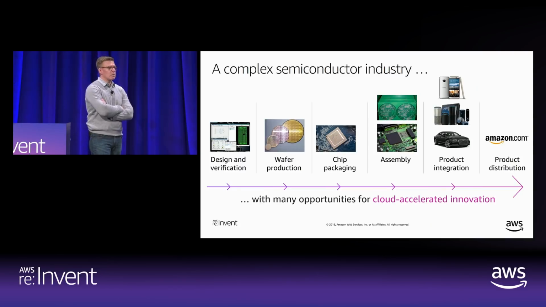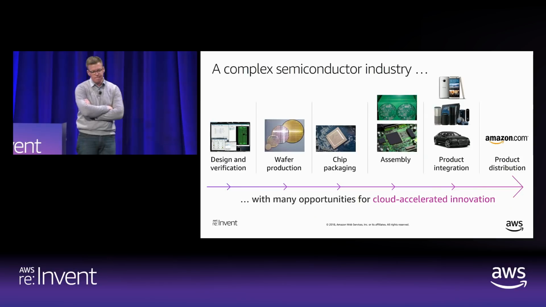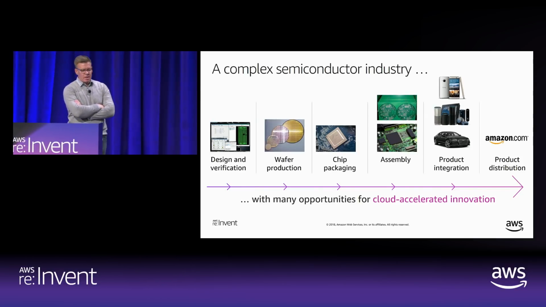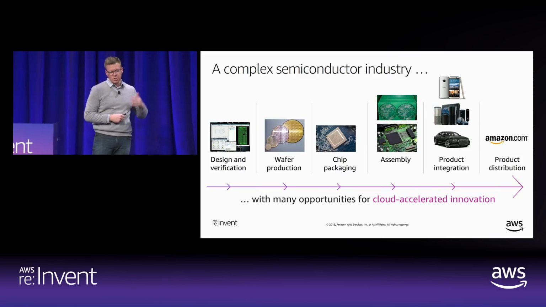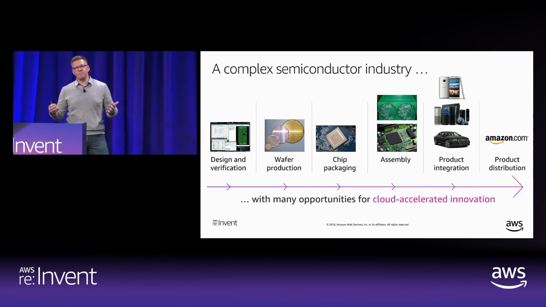We see that the cloud can help look at those opportunities and challenges differently, and we can use some of the AWS managed services to do that. Then, continuing on, you have chip packaging and assembly and product integration. As we continue down this path of moving to the cloud, we'll start to see those stages in semiconductor development be automated and improved by using the cloud.